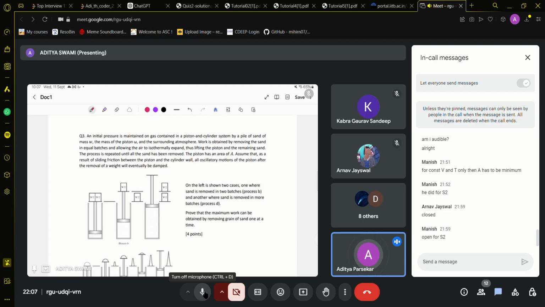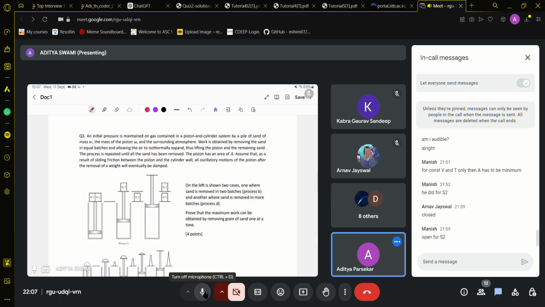Work is obtained by removing the sand in equal batches and allowing the air to isothermally expand, thus lifting the piston and the remaining sand. The process is repeated until all the sand has been removed. The piston has an area A. Assume that as a result of sliding friction between the piston and the cylinder wall, all oscillatory movement of the piston after removal of the weight will eventually be damped.